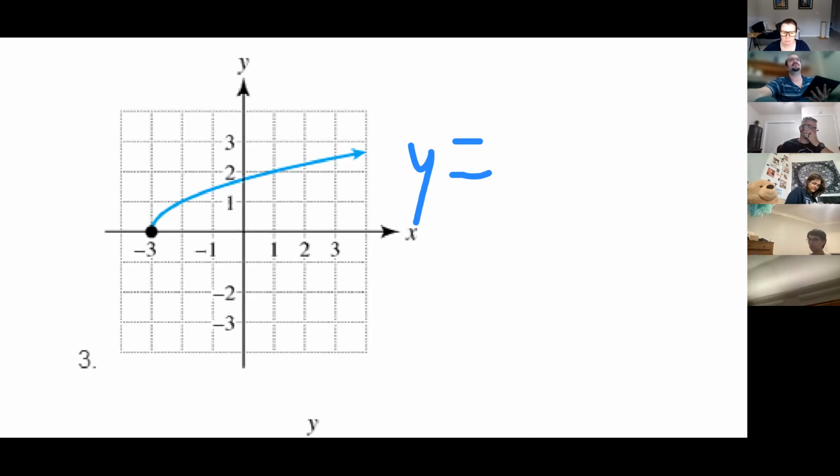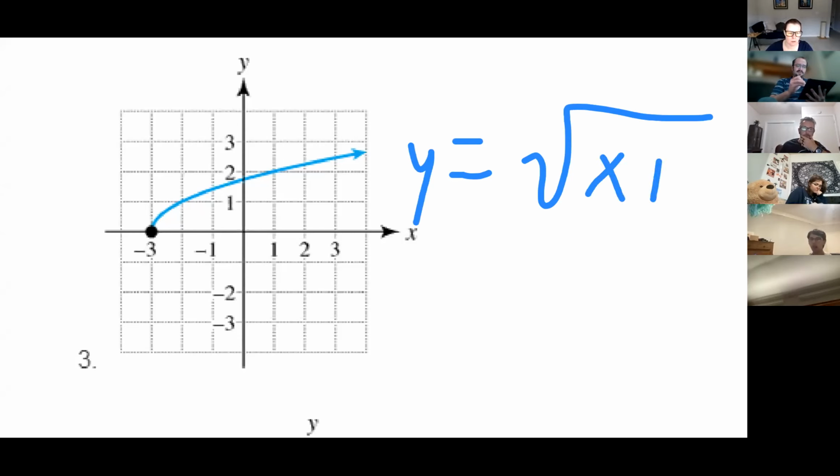Is it a square? Is it a square root? Is it an absolute value? What is this like? This is square root. Yeah, it's square root. Alright. And then the +3 or no? X, and you said +3, and why did you say +3? Because it's going to the left.